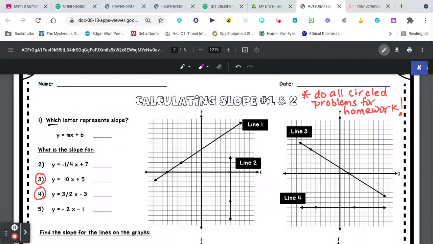All right, number 1 says which letter represents a slope? Well, slope is always attached to x, so m represents slope. That's the letter we use to represent slope, and it's always attached to x.